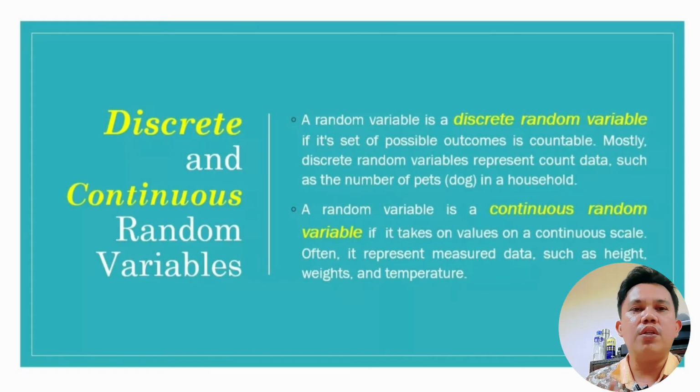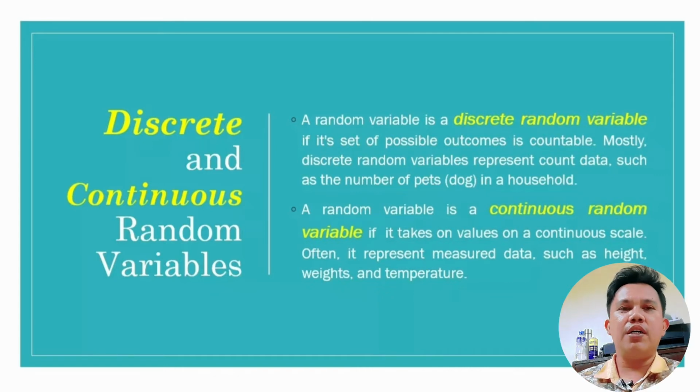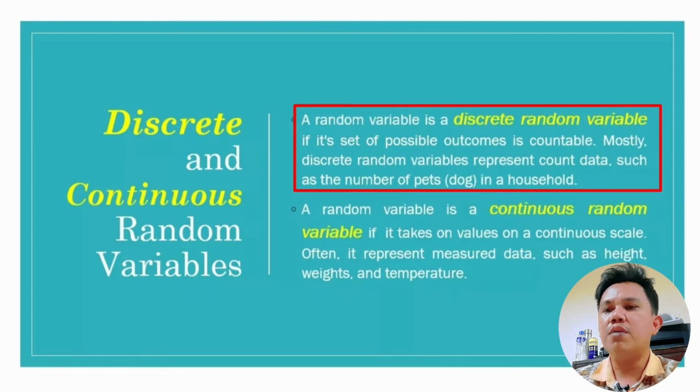Okay, so here we're going to discuss how to classify random variables in terms of discrete random variables and continuous random variables. As we all know, in our objectives na we're going to classify random variables in terms of discrete and continuous. Okay? So here is the definition. A random variable is a discrete random variable if its set of possible outcomes is countable. Ibig sabihin is nabibilang. Okay?